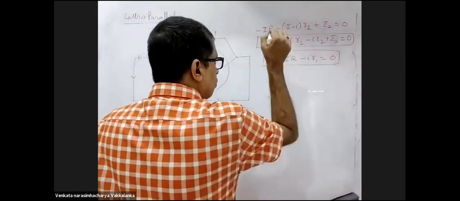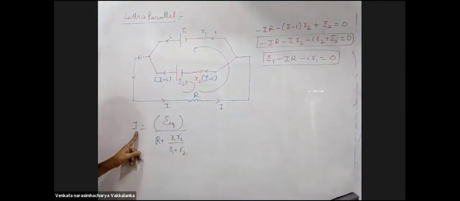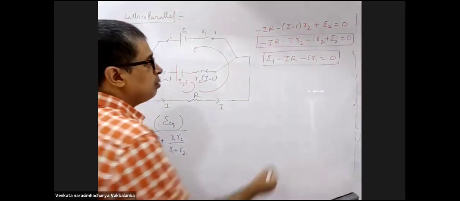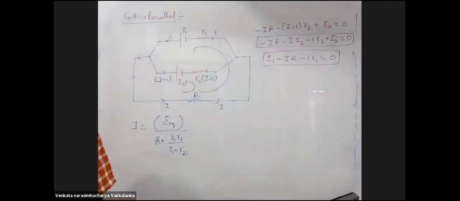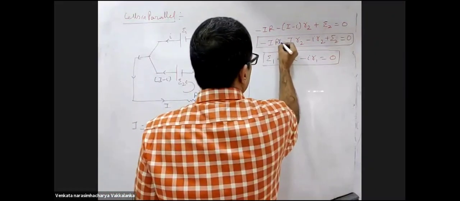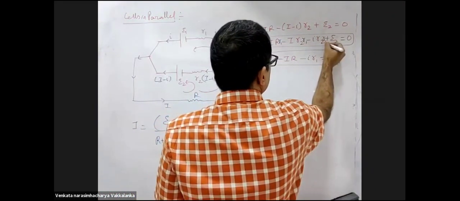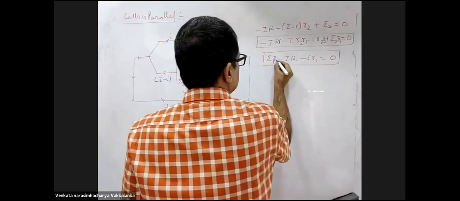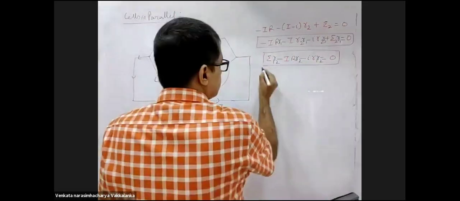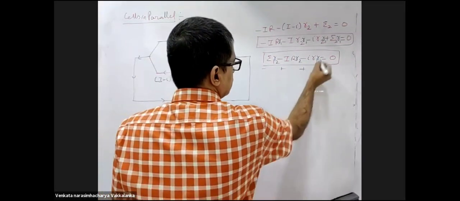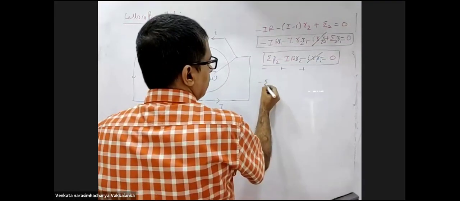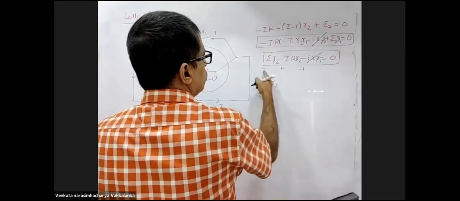Yes, sir. Now, what are you in search of? Capital I. What should you eliminate? Small i. How do I eliminate small i? I will multiply the above equation with R1, and this equation with R2. You know why we have done this. Subtract, minus, plus. This and this will go. Minus E1 R2.